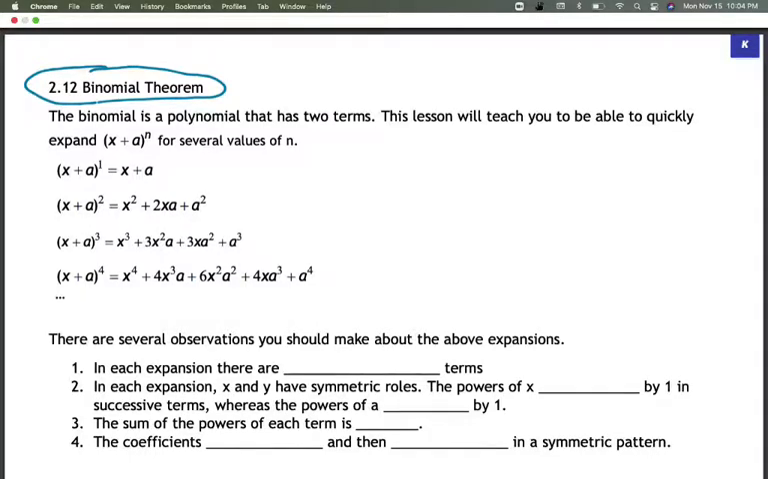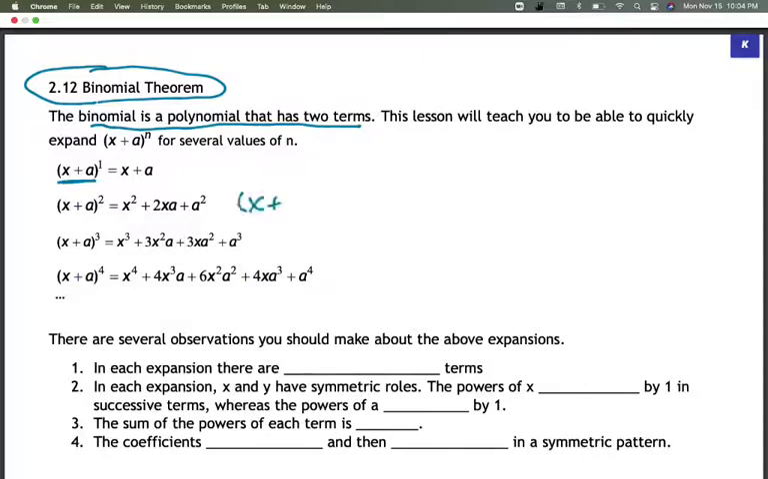So when you have a binomial, remember, a binomial is just a polynomial that has two terms. Like in this case, we have x plus a to the first power. That's a binomial because it has two terms that's been raised to the first power. You have x plus a squared, you have x plus a to the third power, etc. So we know how to multiply that out.